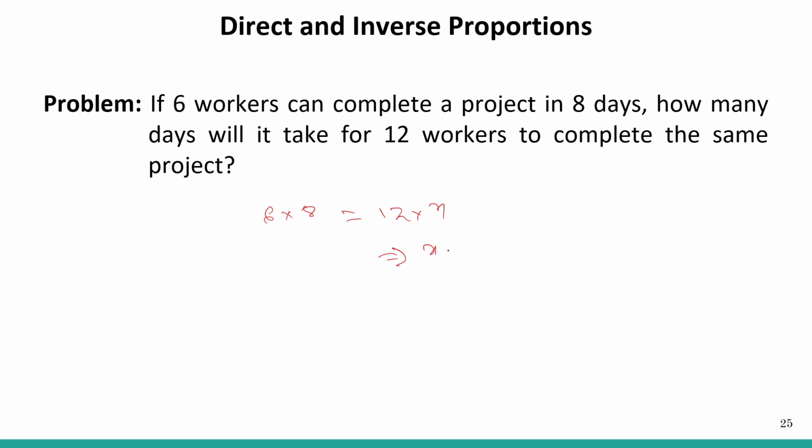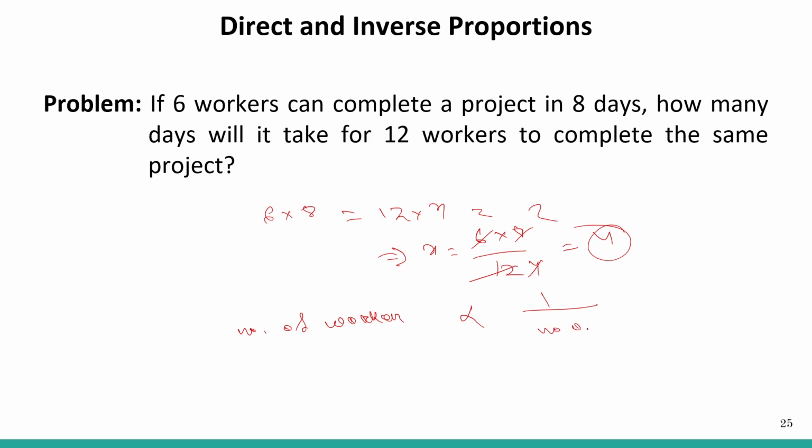So this implies x is equal to 6 into 8 by 12. So this will be 2 into 4, which is 4 days. It will take 4 days for 12 workers to complete the project. Here you can see that the number of workers is inversely proportional to the number of days. So if the number of workers increases, the number of days decreases, and if the number of days increases, the number of workers decreases. They are related to each other in this way. The ratio in which a change in one affects the other is called inverse proportion.